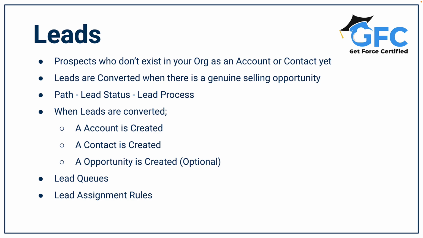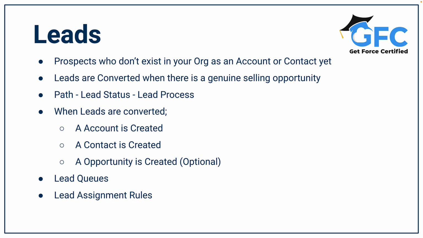And assignment rules just evaluate a record based on a criteria that you set, and if it matches, then the record is assigned to a queue or a user. So an example of this would be if you had a lead queue for web inquiries. You could create an assignment rule so that any lead which was a web inquiry would then be assigned to the queue, and then users could take ownership of that lead.